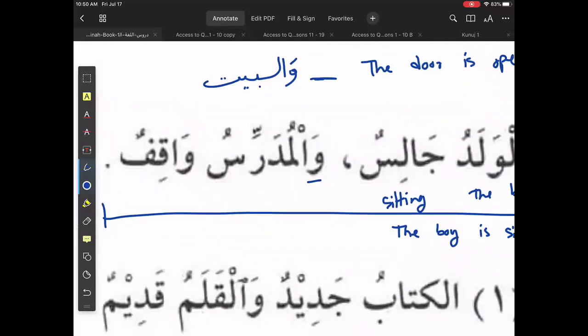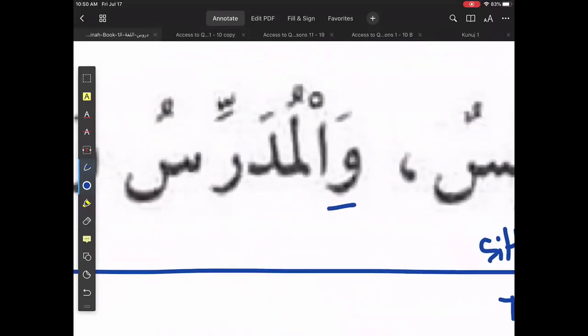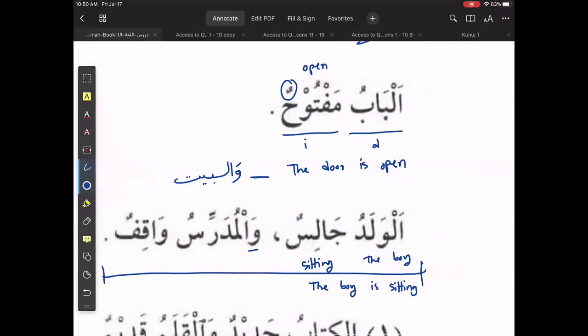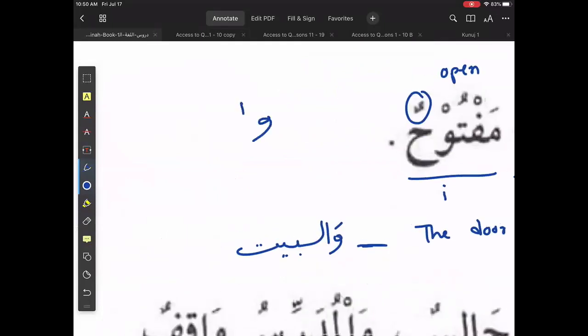So why is this important? Because otherwise, if you don't understand this concept, you might think that wow is part of the letters, one of the spellings. For example, we have the word walad. See, here's walad. Here's also wow. So you have to know this. You have to build your eyes. So for example, now if I say and, you have another wow.